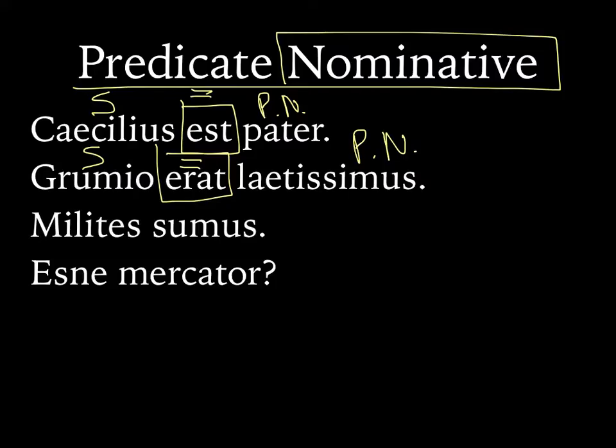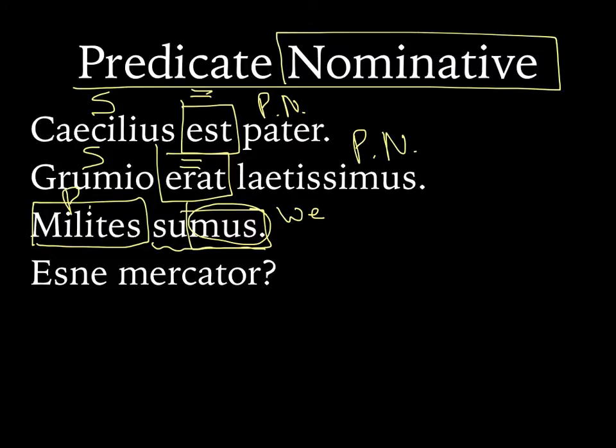These next two are a little tricky because if I were to ask you the grammatical function of milites, it's the first word in the sentence. It could be nominative plural. You think, okay, that might be the subject. But now look at this verb here, sumus. That mus ending tells you it's we. So this sentence would actually be translated, we are soldiers. So the subject is the implied we embedded in that verb, which means milites here is the predicate nominative.